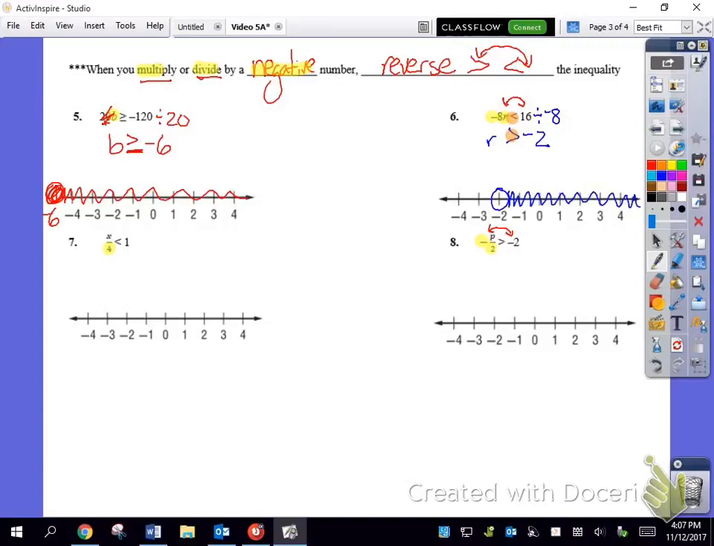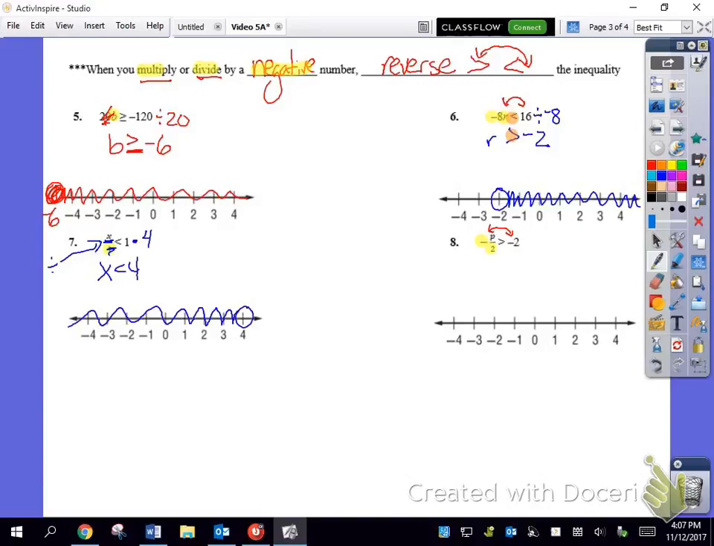Okay. Number 7, this was a positive. This bar, if you forgot, that bar right there means divide. So the opposite of dividing is to multiply. So I'm going to multiply by 4. So x is less than 4. So open it and then shade to the left.